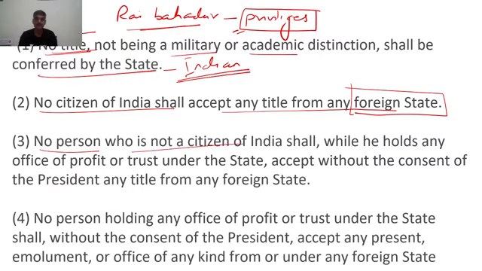Then no person who is not a citizen of India. Now suppose a foreigner is there who is working with the government of India. Okay? So if such a person who is not a citizen of India but is working with the government of India, he should also not accept any title from any foreign state except with the permission of the President of India. Now, that is the central government. So if the central government is allowing him, then only he can accept any title. Otherwise, he cannot accept any title from any foreign state, including his mother state also. Lastly, no person holding any office of profit or trust under the state.